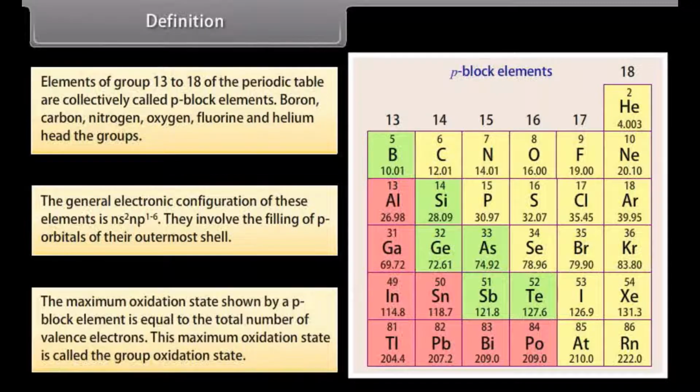The maximum oxidation state shown by a P block element is equal to the total number of valence electrons. This maximum oxidation state is called the group oxidation state.